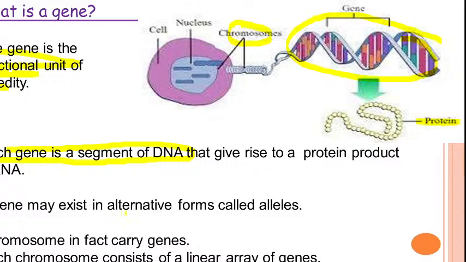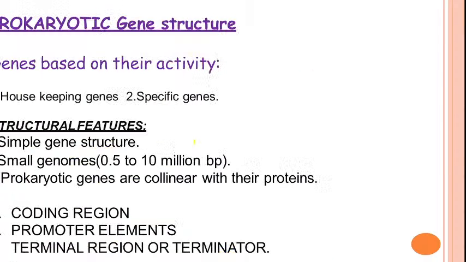A gene may exist in alternative forms known as alleles. Mendel was also able to tell us about alleles. The chromosomes in fact carry the genes. So the genes are present on the chromosomes basically. Each chromosome consists of a linear array of genes.